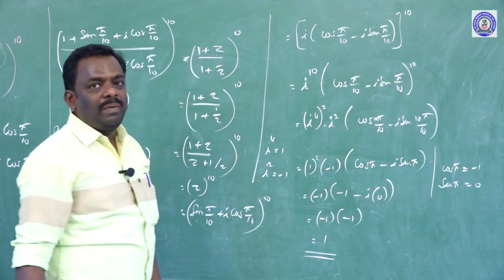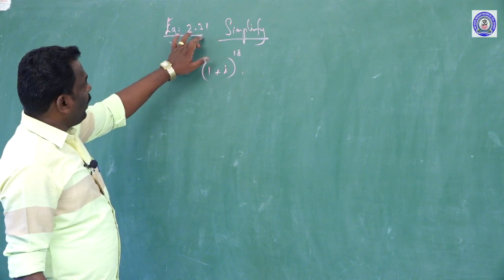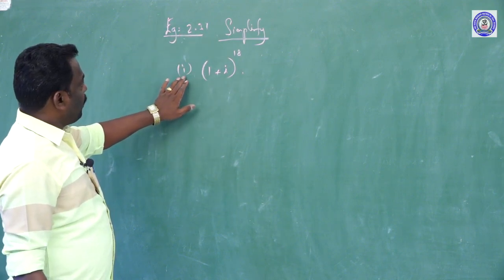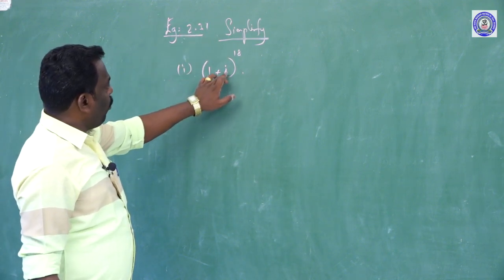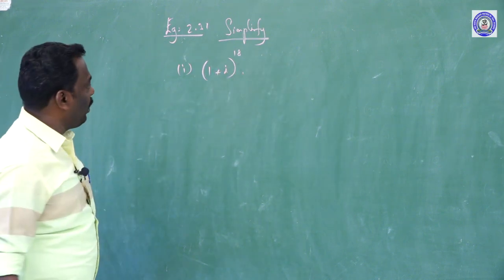Therefore, the final value of the given expression equals 1. Okay, come to the next one. Example number 2.31. Simplify the expression (1 plus i) whole power 18. We have another subdivision also, which you can try as homework.